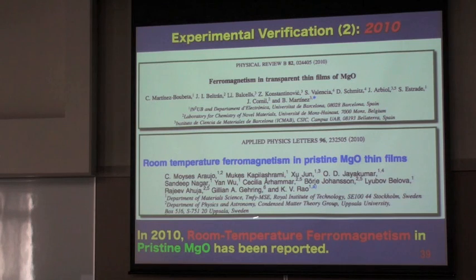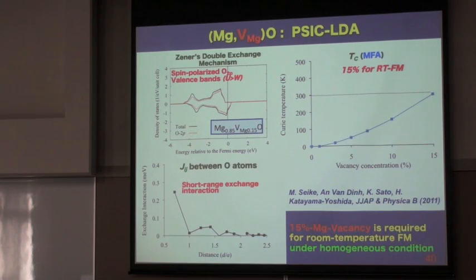Then after that, many people started doing experiments using pristine MgO without any doping, but controlling the magnesium and oxygen vapor pressure. People observed ferromagnetism. This is also transparent, and just by reducing the magnesium vapor pressure, you can introduce a lot of magnesium vacancies. Then people observed room temperature ferromagnetism in pristine MgO. Then we also did the calculation.